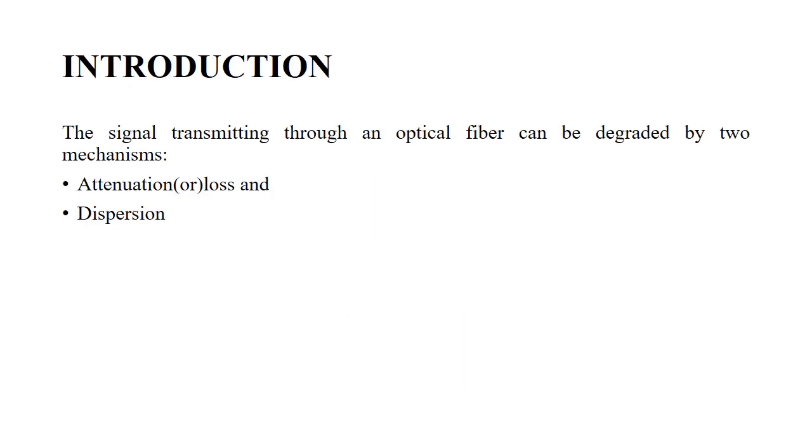So first, the signal transmitting through an optical fiber can be degraded by two mechanisms: attenuation or loss, and another one is dispersion. Both of these mechanisms are important to determine the transmission characteristics of the fiber at an operating wavelength.